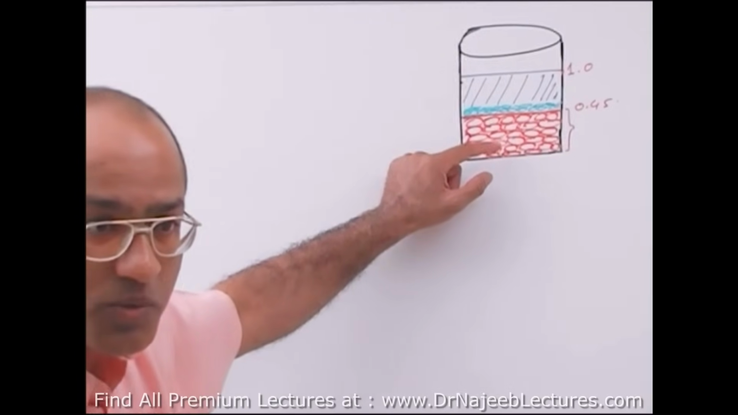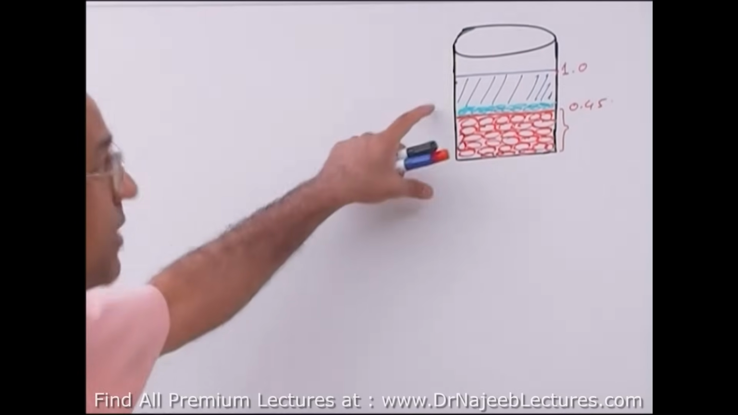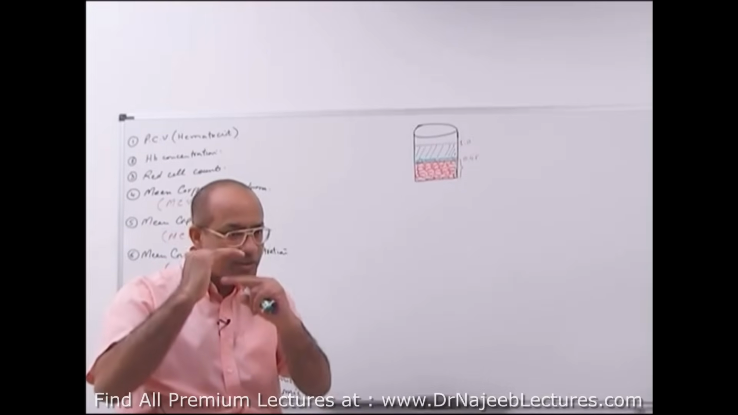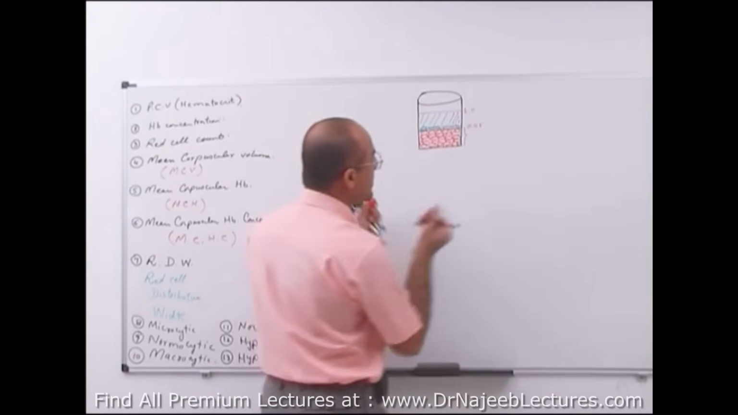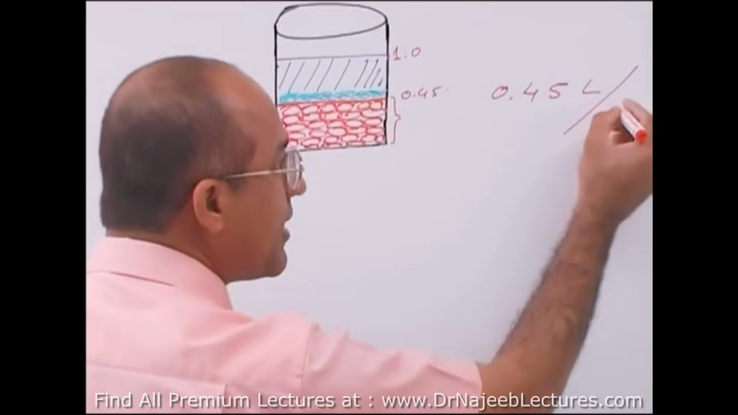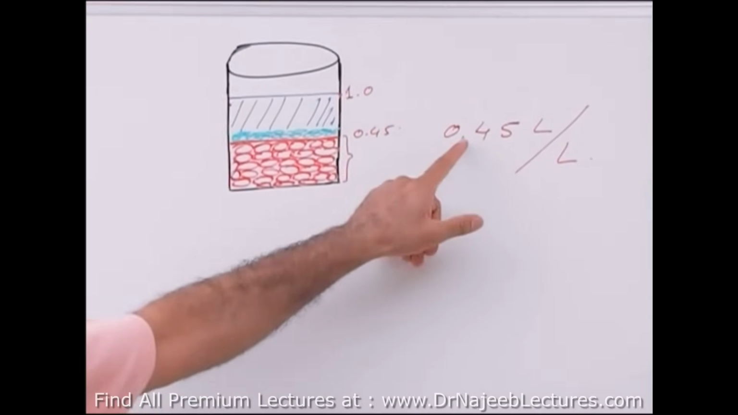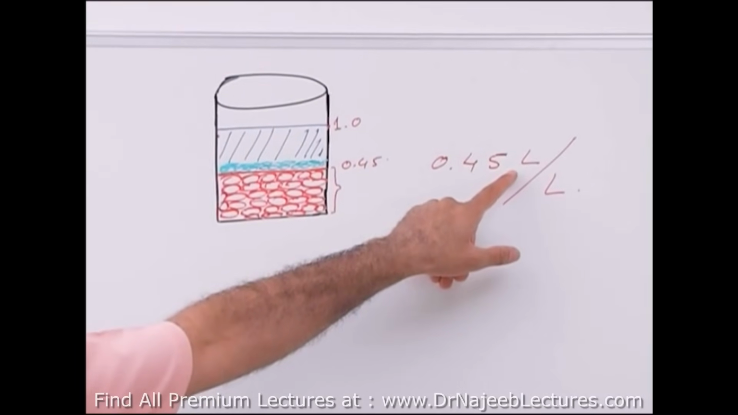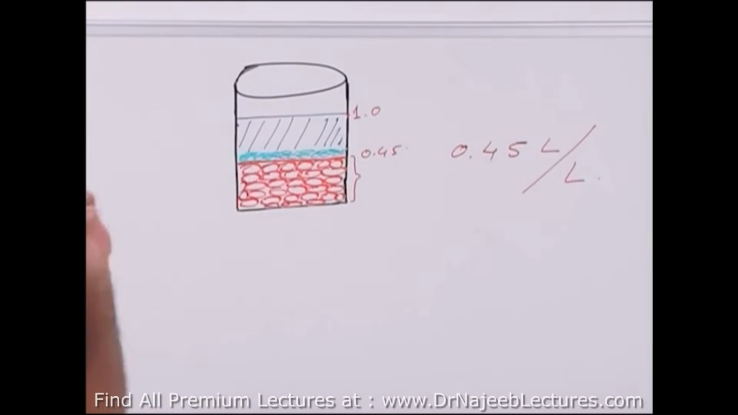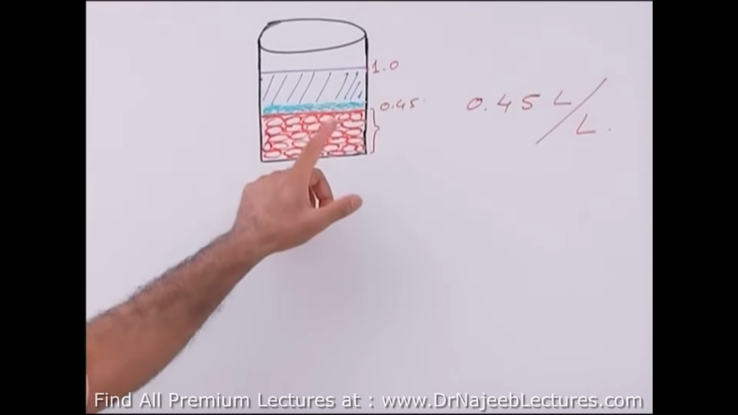So we can say that the total volume of the blood which is occupied by red blood cells once they are packed together is 0.45 liter of the cells per liter of the blood. That in 1 liter of the blood, 0.45 liter is the packed volume of red blood cells. When red cells are packed, this is very important. I'm repeating again, when they are packed. So what is this? Packed volume of red blood cells.